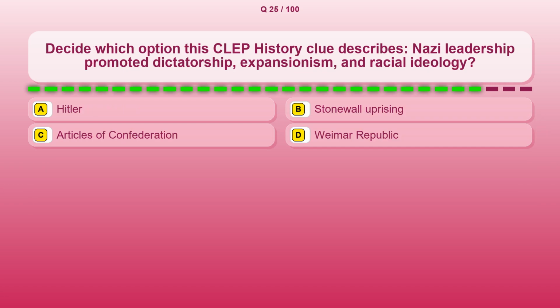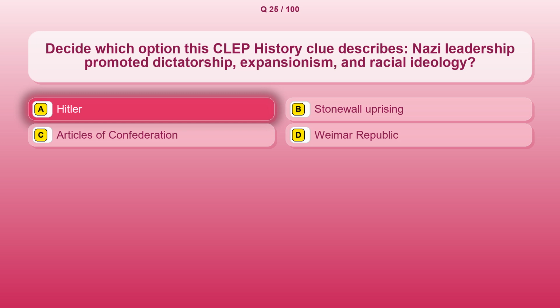Question 25. Decide which option this CLEP history clue describes. Nazi leadership promoted dictatorship, expansionism, and racial ideology. Option A, Hitler. Option B, Stonewall Uprising. Option C, Articles of Confederation. Option D, Weimar Republic.